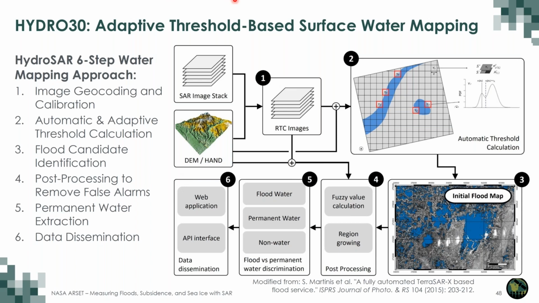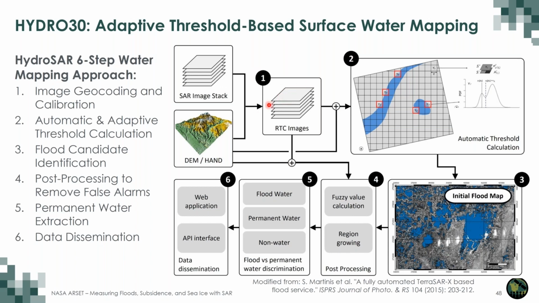Essentially, what we are doing is we take original SAR data sets, and we do some pre-processing to these data sets, essentially to geocode them and remove some image distortions that you get in SAR images. So this step number one prepares and geocodes the data sets so that we can do flood mapping on these images.